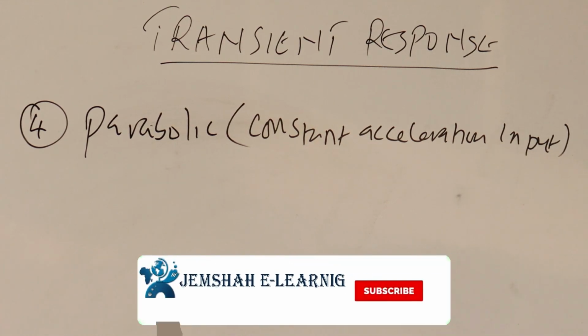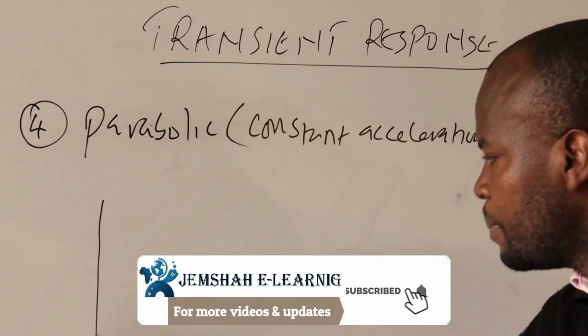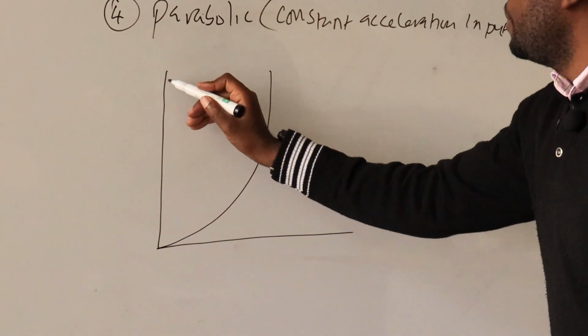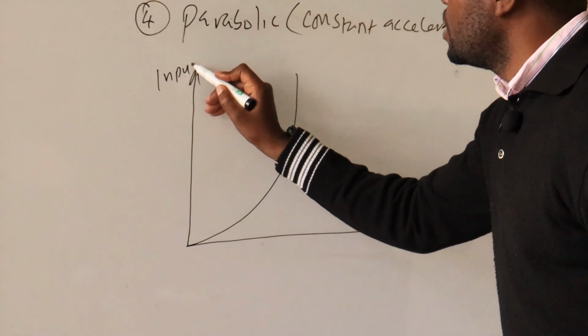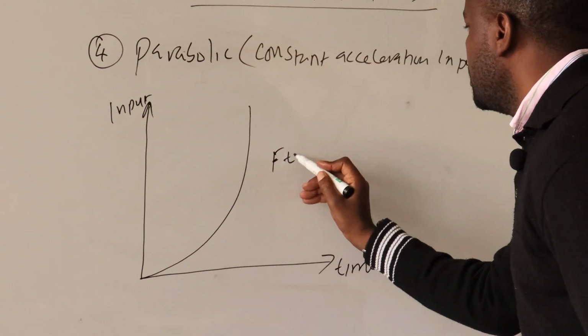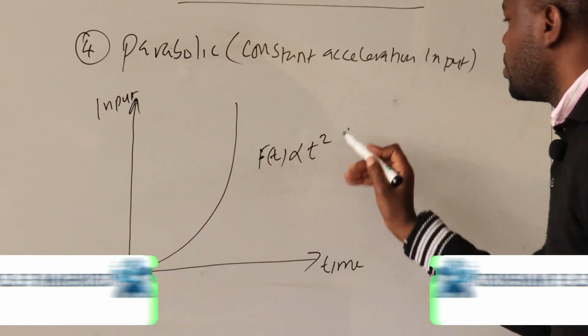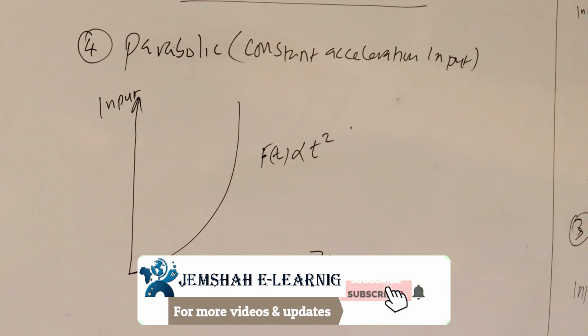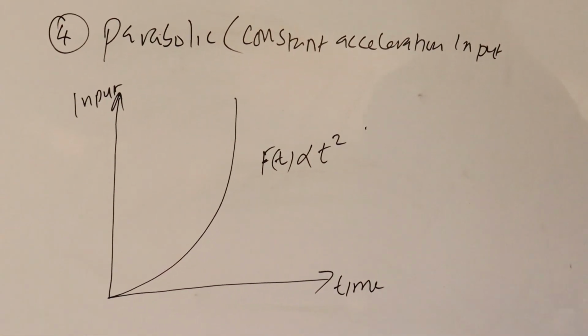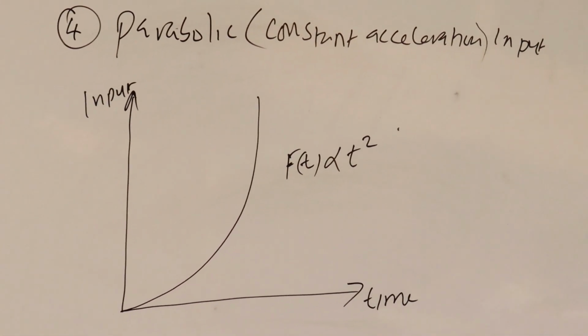So what do we mean by that? By diagram representation, we can have it moving in that manner, and that is the input, and there we have time, whereby the function f of t is directly proportional to t squared. So that is what the parabolic input, or rather the constant acceleration input, is all about. That is what we mean by that particular input.